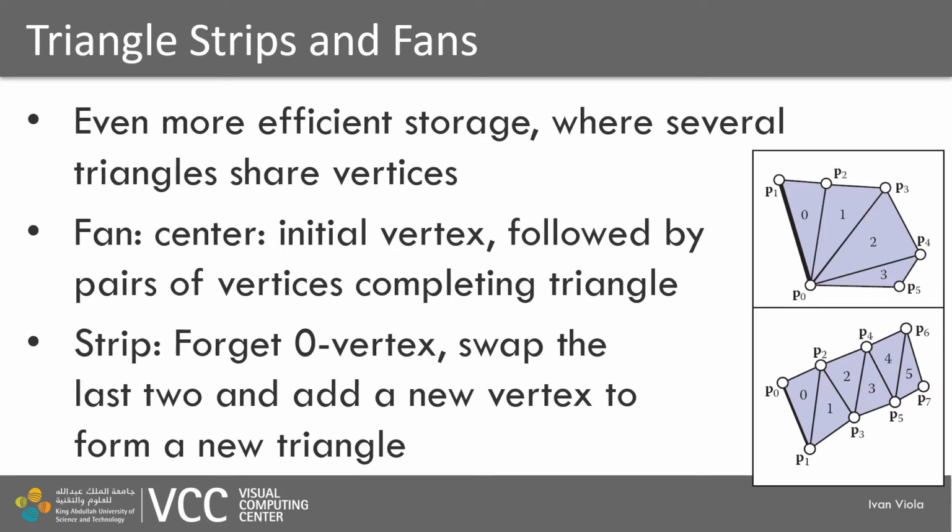Besides the indexed mesh representation, we can further optimize our representation of a triangle mesh by data structures which will have an even smaller memory footprint, such as triangle strips and triangle fans. So let's have a look at triangle fans first. A triangle fan is a structure of triangles which share the same vertex, and this vertex is then present in every triangle.